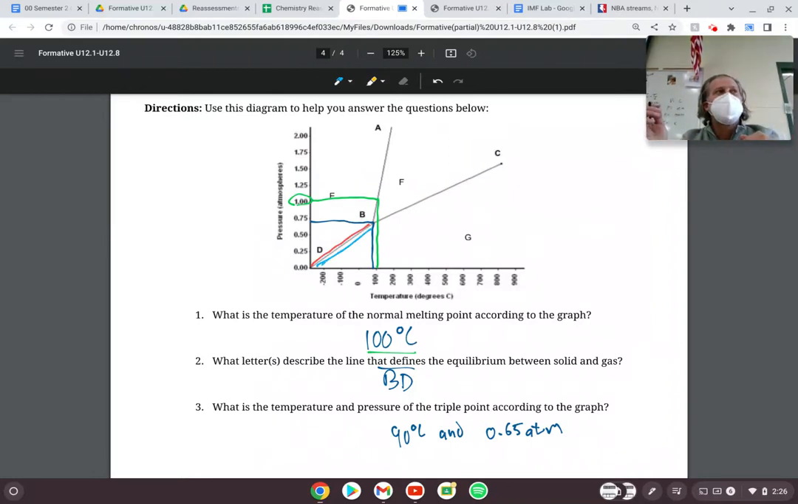Yes, sir? 100 degrees Celsius would be the best one, because I do tell you it's degrees Celsius. Okay. And then lastly, what is the temperature and pressure of the triple point of this graph? The triple point is at point B on this graph. I went over and down, and I found that it was about 90 degrees Celsius and about 0.65 ATM. I would like to point out that as long as your answer is reasonable, I will accept it. Yes. All right.